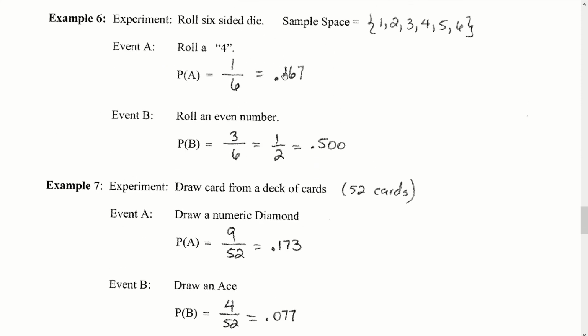In comparing the two, again, what these will ultimately tell us is the measurement of likelihood that the event would occur. Since the probability of rolling an even number, which is 0.5, is greater than the probability of rolling a 4, which is 0.167, we would say that rolling an even number is a more likely event, or would be more likely to occur, than that of rolling just a 4.